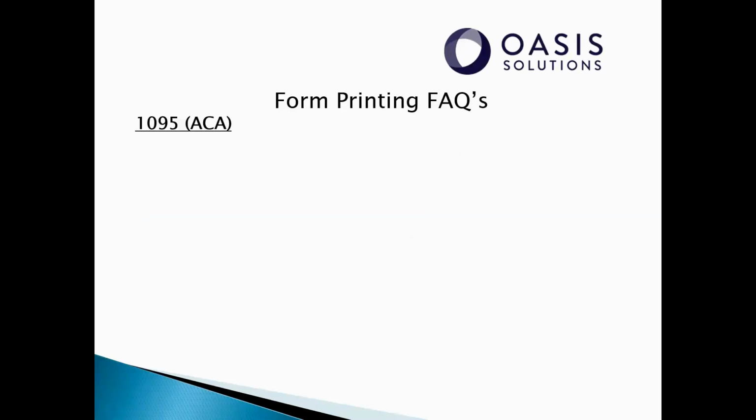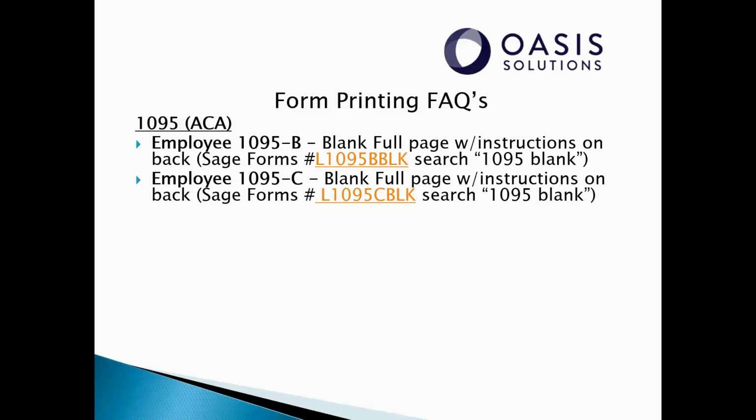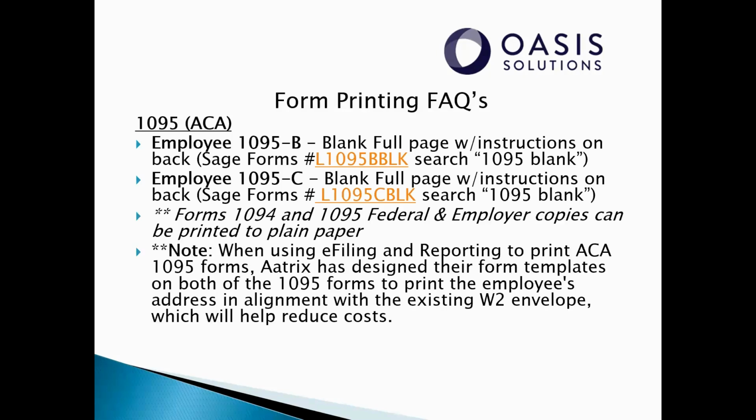On the ACA side, if you have to file the 1095s, again, depending on if you're B or C forms, Sage Forms does have those forms as well. I've put on here what I normally search for. I just go to the Sage Checks website and type in on the search 1095 blank, and I can see the B forms or the C forms and select accordingly.